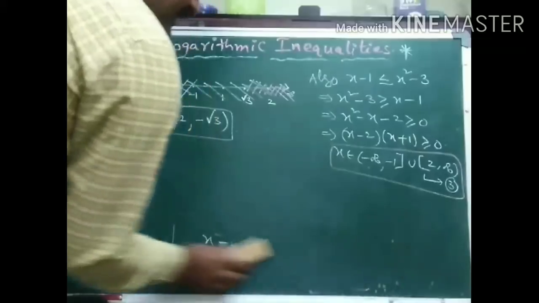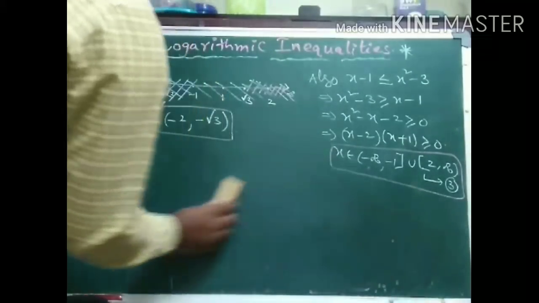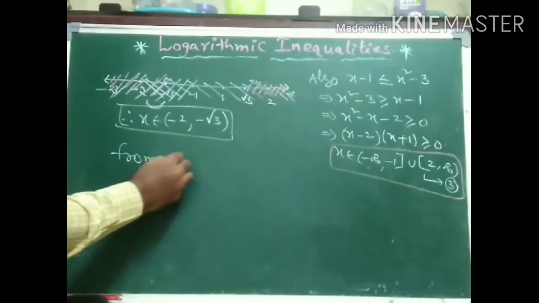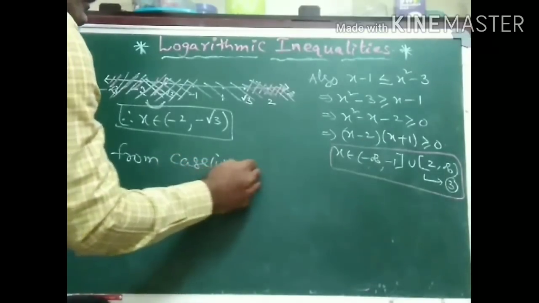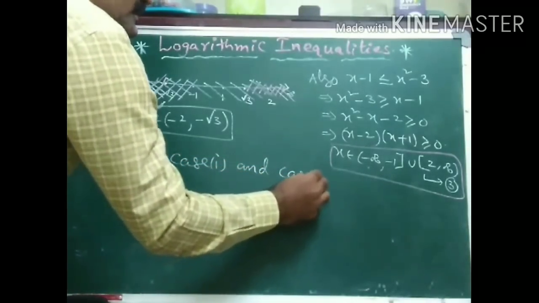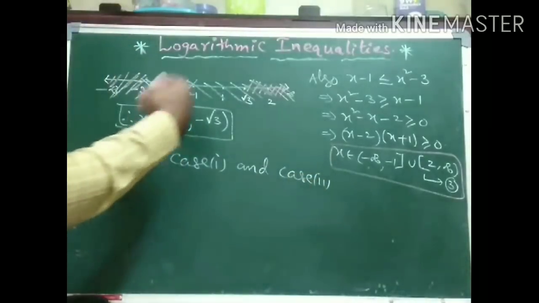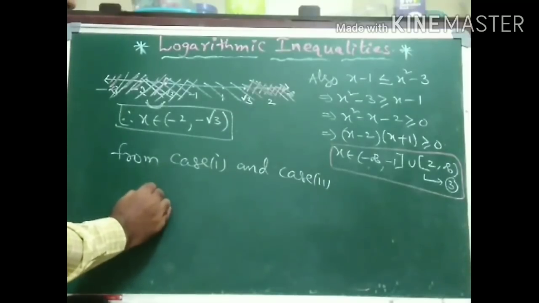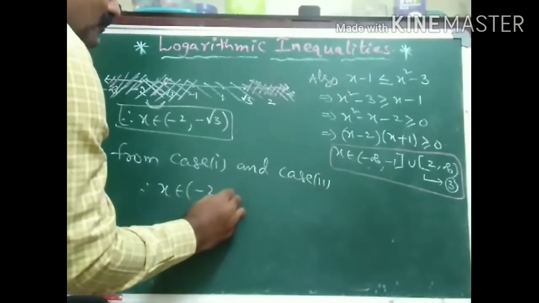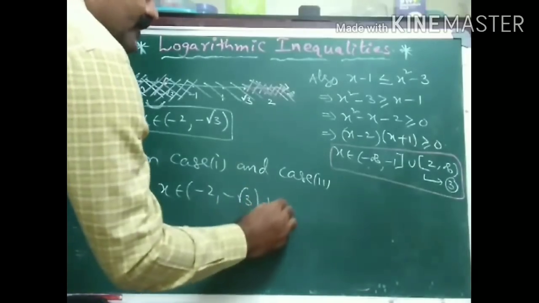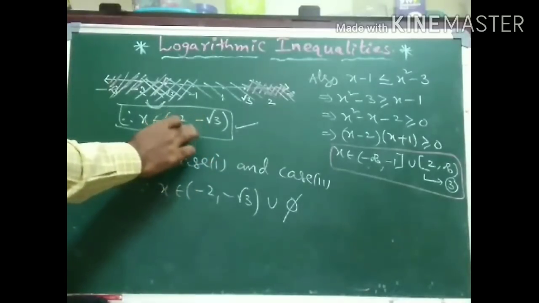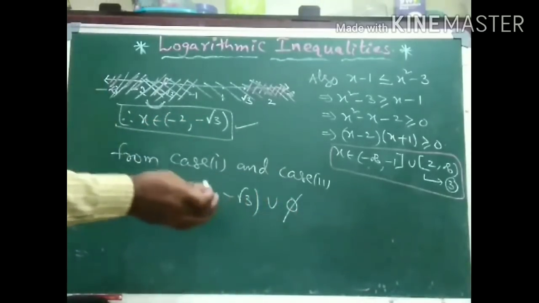But now we want finally the intersection point of the entire solution of case 1 and case 2. So from case 1 and case 2, what is the final solution here? Can you tell me? From case 1 we got pi, no solution in case 1. So therefore I can say that x belongs to minus 2 comma minus root 3 union pi. Do you understand? This is the solution of case 2 and pi is the solution of case 1.